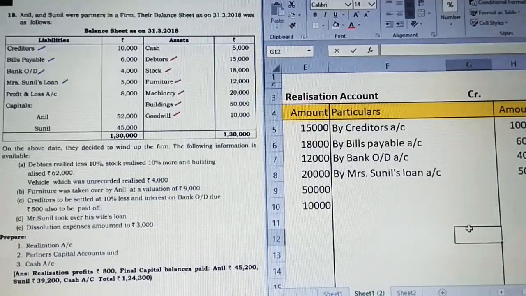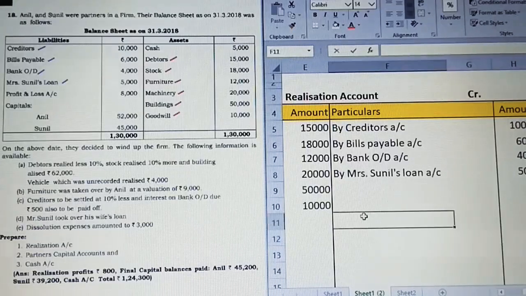Next, moving on to the adjustments. Observe the adjustments now. First adjustment: debtors realized less 10%, stock realized 10% more, and building realized 62,000. There's a spelling mistake, so let us not consider that. Building is realized at 62,000. Vehicle which was unrecorded realized.